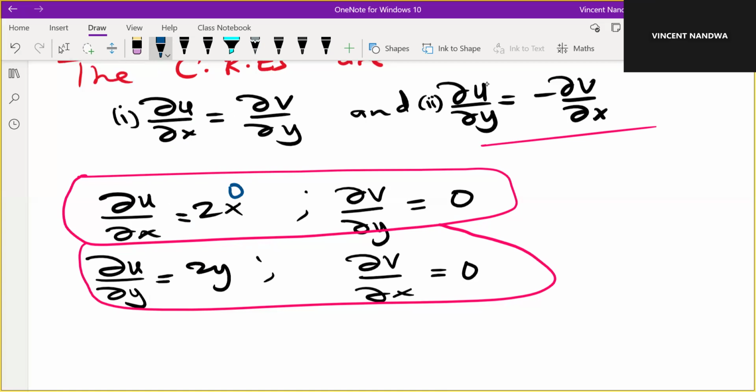And then what value of y guarantees us to say that partial u, partial y is the same as negative partial v, partial x?